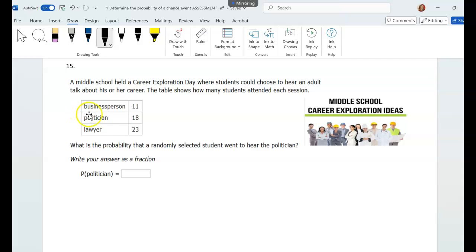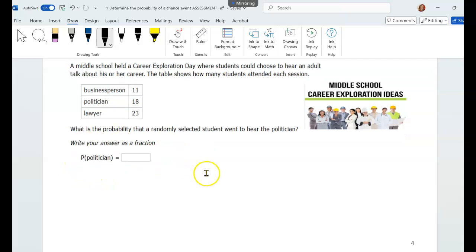Politician, 18. Business person, 11. Lawyer, 23. So 11 students went to hear the business person. 18 students went to hear the politician talk about their career, and 23 students went to hear about a lawyer. So what is the probability that a randomly selected student went to hear the politician? What are the chances? Write your answer as a fraction.